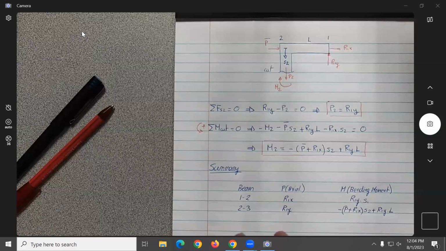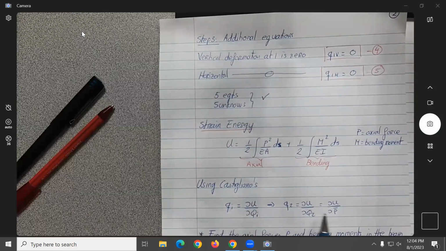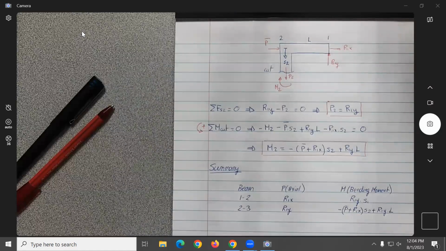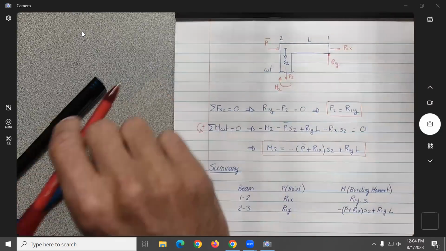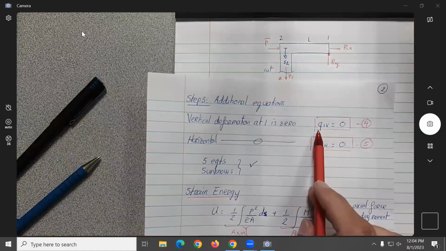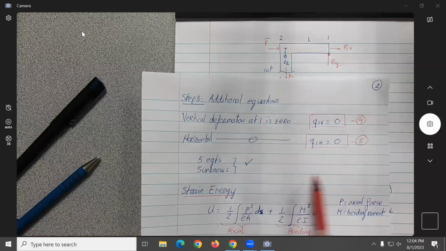Okay, so why do we need this stuff? Why do we need it? In order to be able to solve for the deformations, no? From this equation. So now let's recall the two additional equations that we had. What is that page? 1, 2, step 3. Our additional equations were what? Equation 4, Q1 vertical equal to 0.